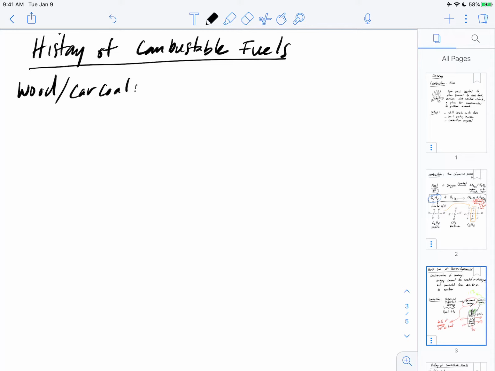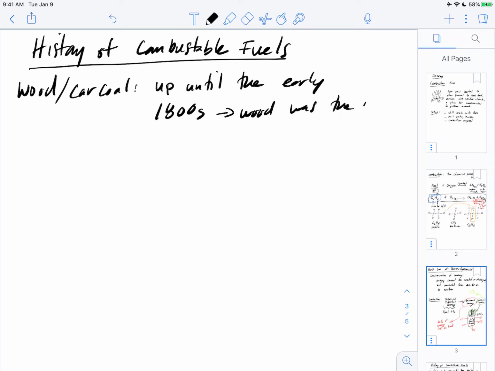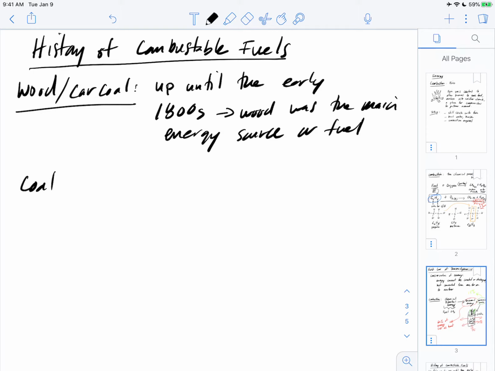So these were, up until the early 1800s, wood was the main energy source or fuel. So it wasn't until the advent or the use of coal.